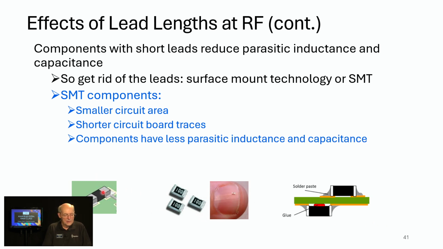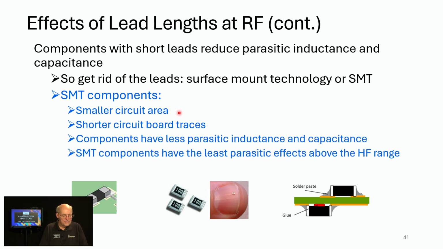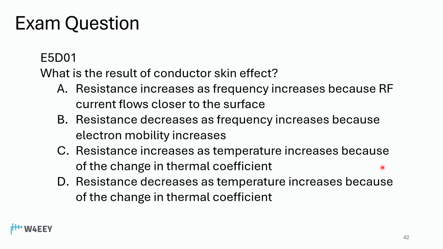So, SMT components, surface mount technology: smaller circuit area, because if you've got these little tiny components, you can pack a lot more on a circuit board. Shorter circuit board traces, you don't have to go a long distance between components, and components have less parasitic inductance and capacitance. So this kind of sounds like an "all of these" answer coming up, doesn't it? There is one additional pool question, which I'll give you here. SMT components have the least parasitic effects above the HF range. So that feels easy, right? And guess what? We're right into some questions.